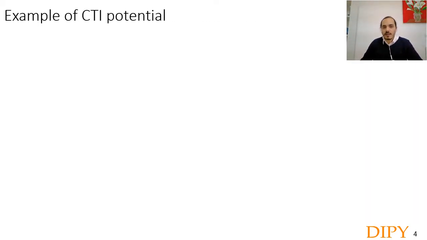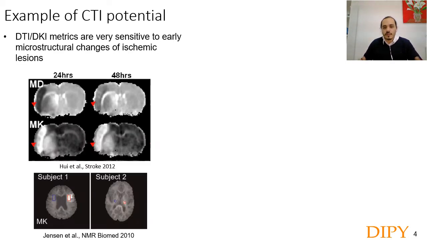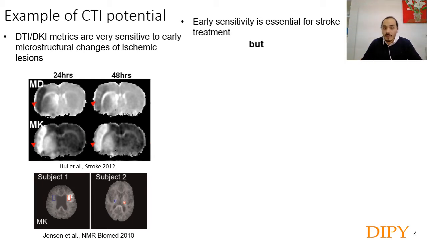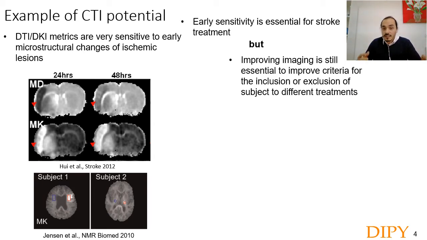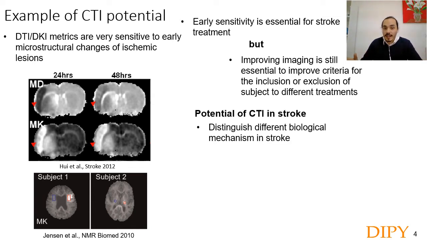Just to give you an example of CTI potential, in stroke, it is known that DTI and DKI metrics are already very sensitive to early microstructure changes of ischemic lesions. This early sensitivity is essential for stroke treatment. However, improving stroke imaging is still essential to improve the criteria for the inclusion or exclusion of subjects to different treatments.